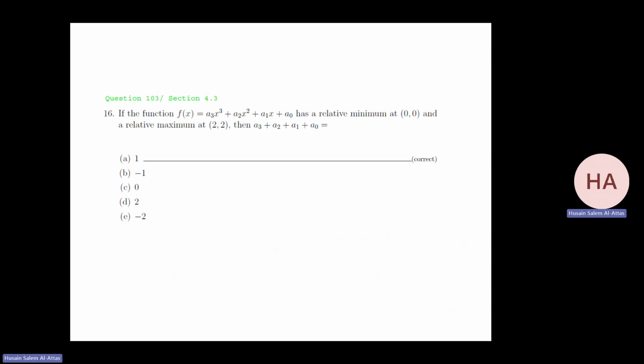If the function, now we have 4 variables, has a relative minimum at this point. So this is just a polynomial like what we did before. So I have f prime at 0 equals 0. And this is the point on the curve, so I have f of 0 equals 0. And the same thing here, I have f prime at 2 equals 0 and f at 2 equals 2. Because this is a point on the curve, a relative minimum or maximum, it means f prime is equal to 0.